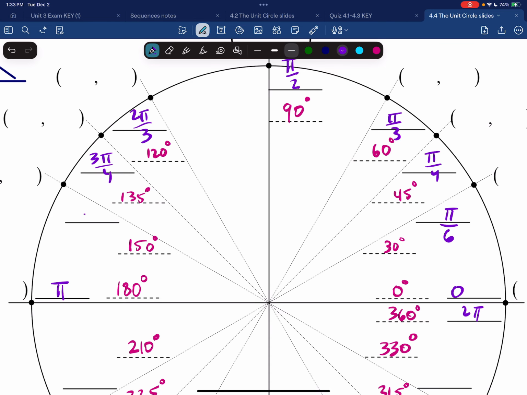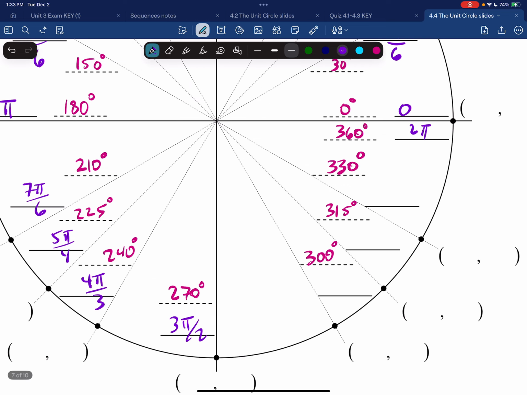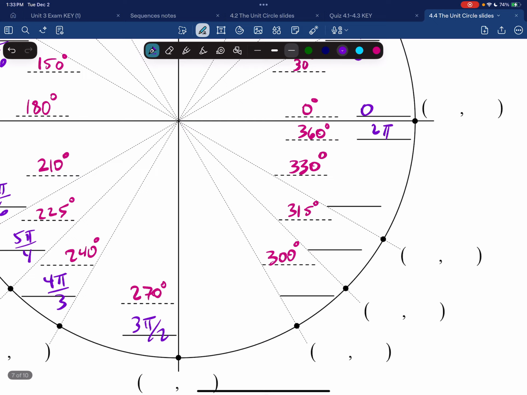And then this is going to be 5 pi over 6. Okay? 210 is 7 pi over 6. 225 is 5 pi over 4. And 240 is 4 pi over 3. And finally, we got 300 is 5 pi over 3. 315 is 7 pi over 4. And then 330 is 11 pi over 6.